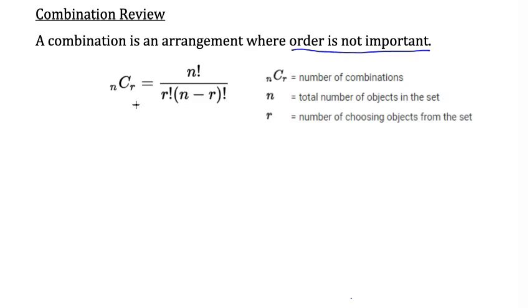Now notice this formula for n choose r is almost the same as the formula for permutations. The only difference is that the combinations formula has this r factorial in the denominator also. That's because the combination is going to be smaller, since we don't want to double count arrangements that contain the same things but are just in a different order. With combinations, the order is not important, so we don't want to double count arrangements containing the same items.